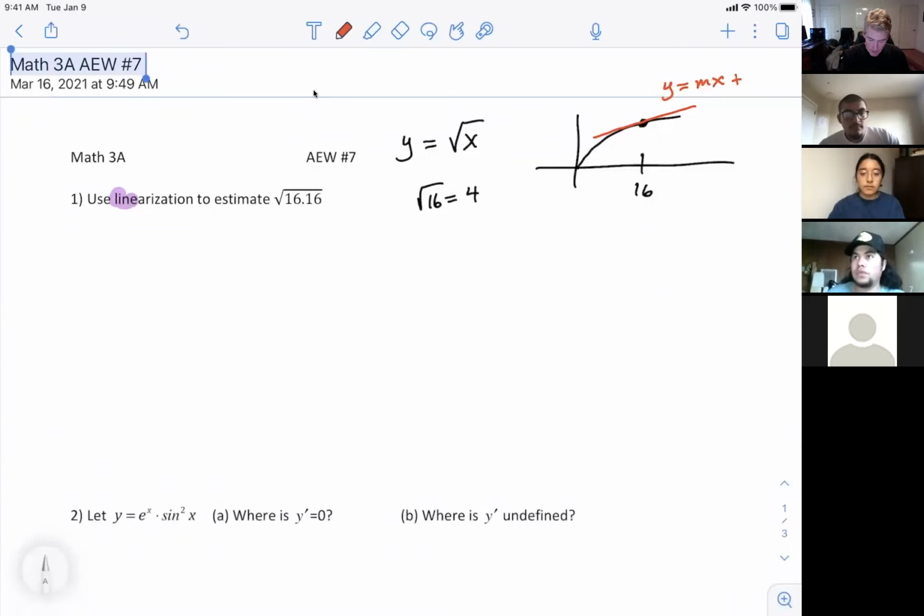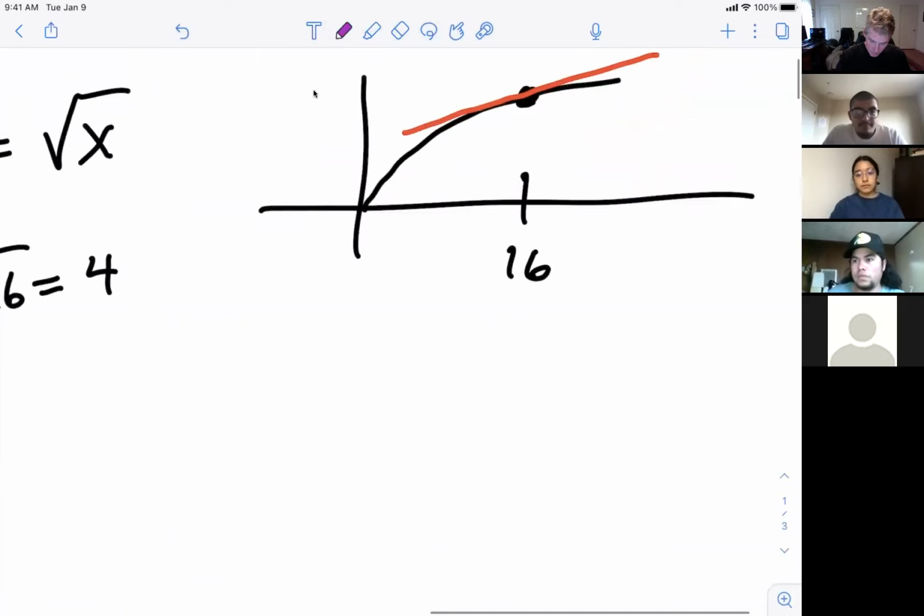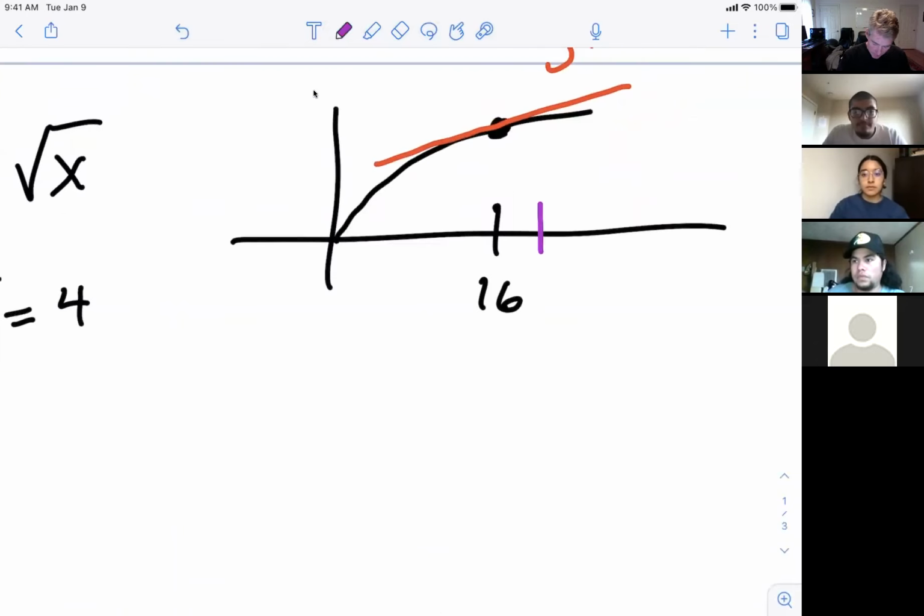Okay, stop it. So the equation of a line is y equals mx plus b. And then after I find the equation of that line, then I could plug in the 16.16 to that red line. And then the difference between the actual square root function and the red line, there's going to be very little difference.